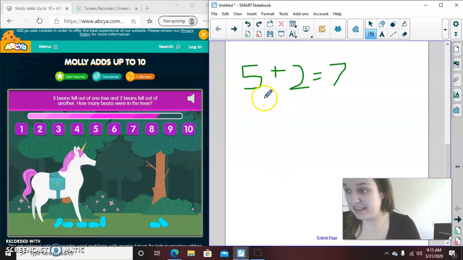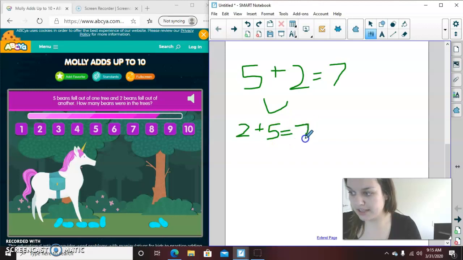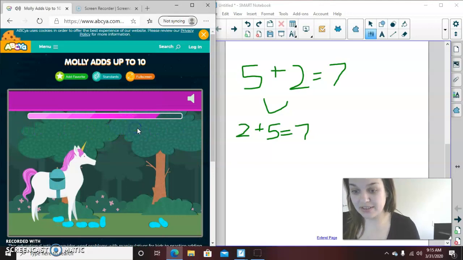We did it. Now remember, this number sentence can be switched. So it could say 2 plus 5 equals 7. Tell me when to stop when I get to the number 7. Yep, stop. There's a 7.